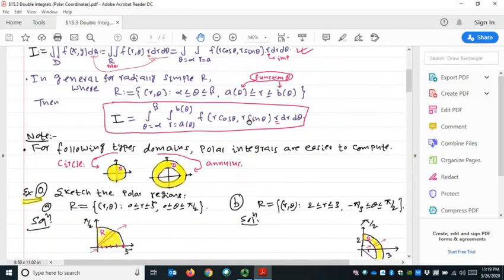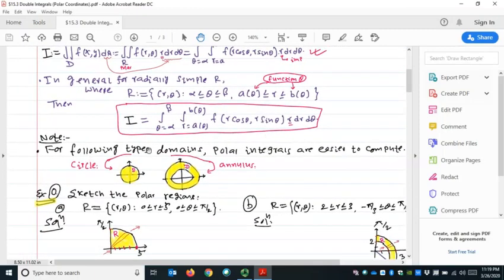Great. So a quick note: for the following types of domains, polar integrals are easier to compute: circular domains or annulus domains.